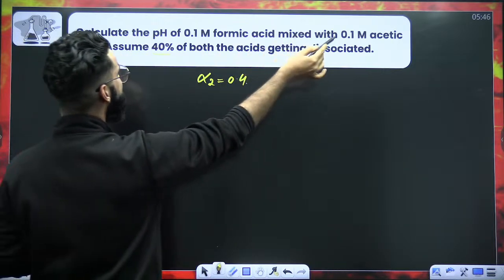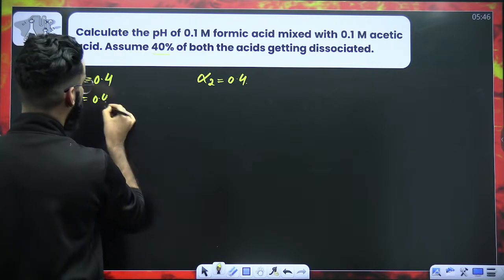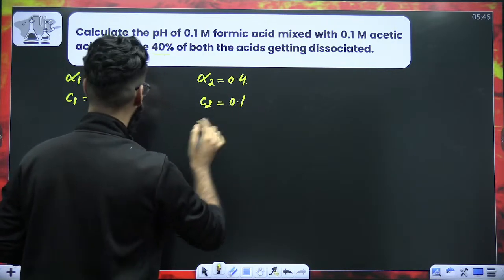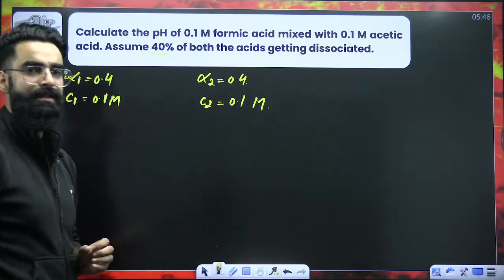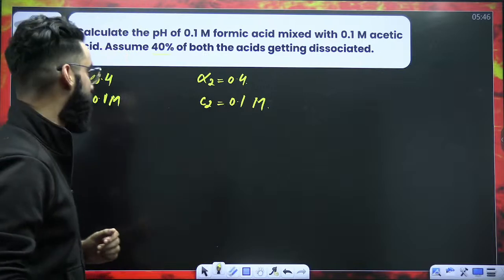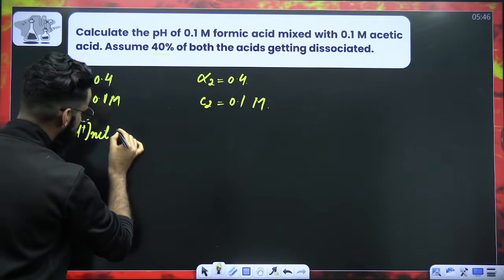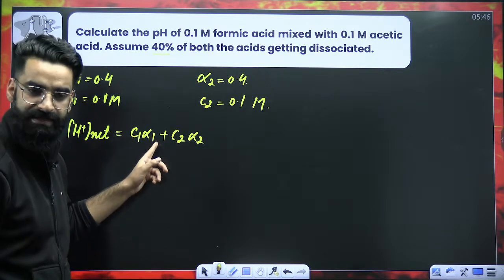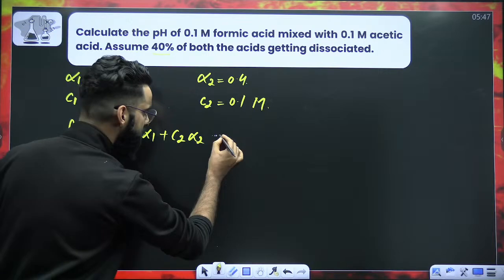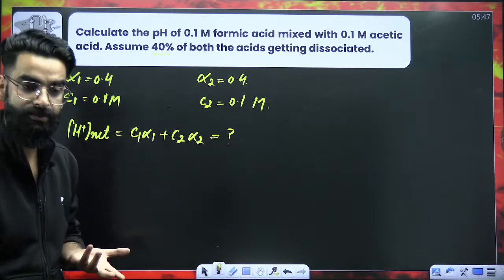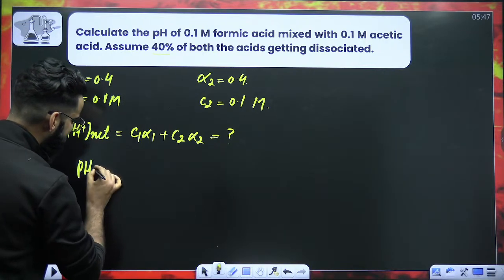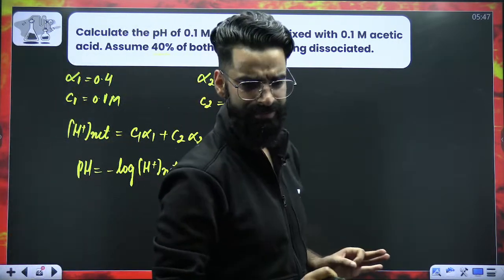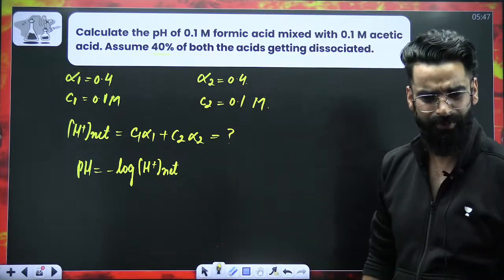The concentration of both these acids is the same. The C1 value is 0.1, and the C2 value is also 0.1, right? Now, a few minutes back I told you how to get the net H positive ion concentration. It is simply going to be C1 alpha 1 plus C2 alpha 2, right? C1 is given, alpha 1 is given, C2 is given, alpha 2 is given. Put in all the values and you'll get the net H positive ion concentration in the final solution. Once you get it, you can easily calculate pH, which stands for minus log of net H positive. That's all. Isn't it simple, my dear students? Say once in the chats if you can easily solve this question from now onwards, right?